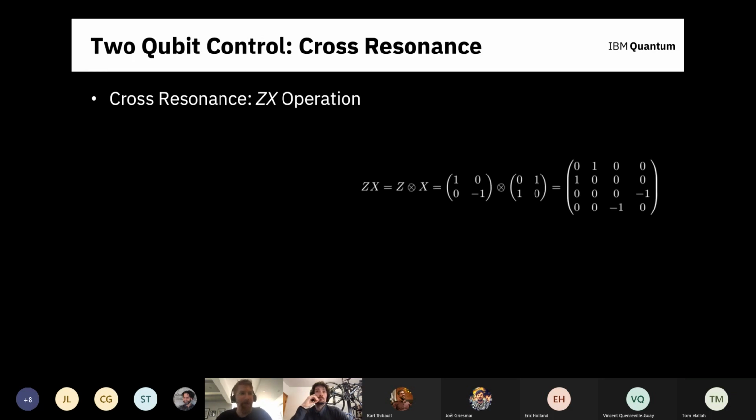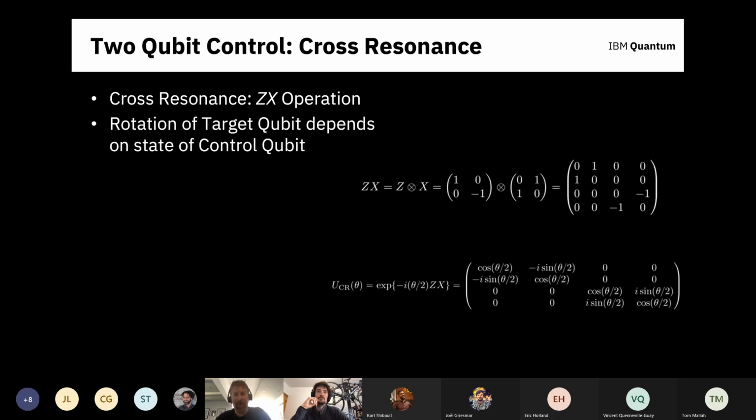Now, how's this actually done? I'm going to go through some math a little bit more. Mathematically, we use something called a cross-resonance operation, which is a physical operation from which we extract something called a ZX operation. The ZX operation can be understood the same way we did the rotations before. You take the Z and X Pauli matrices, tensor product them together, and then exponentiate them using that formula in just the same way.